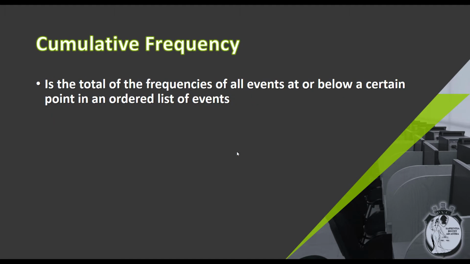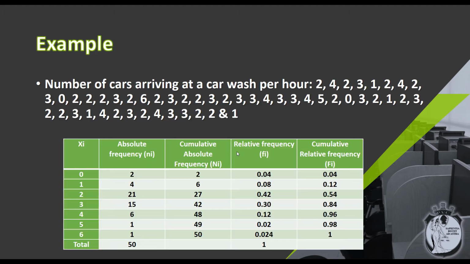Now we have the cumulative frequency. It is the total of frequencies of all events at or below a certain point in an ordered list of events. So it is cumulative. Now we will do an example to understand how you calculate the frequency, the absolute frequency, the cumulative absolute frequency, relative frequency, and cumulative relative frequency.